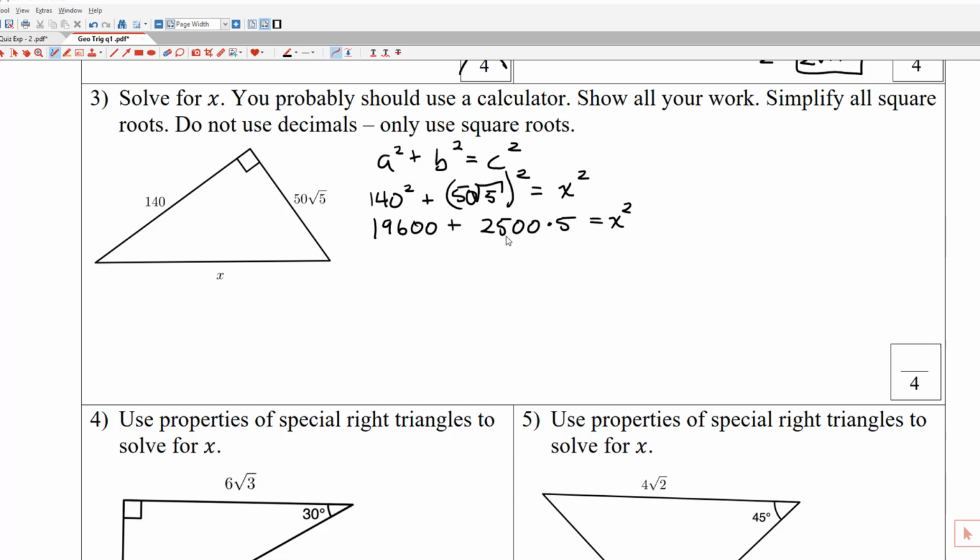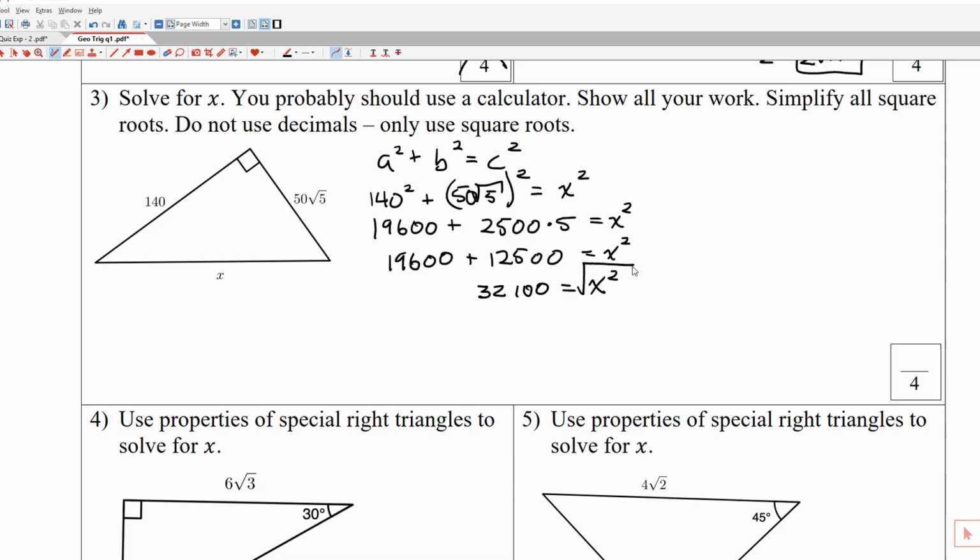And finally, 5 times 25 is 125. Add the 2 zeros there. We still have 196 00 is equal to x squared. Go ahead and add these really quickly. 5 brings it to 11, which brings that to 2, which brings that to 3 with the 2 zeros. We've got 32100 is equal to x squared.